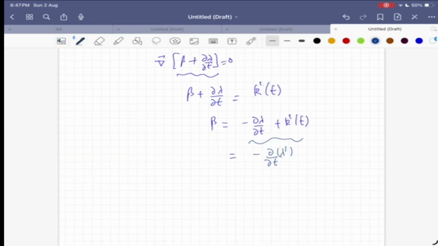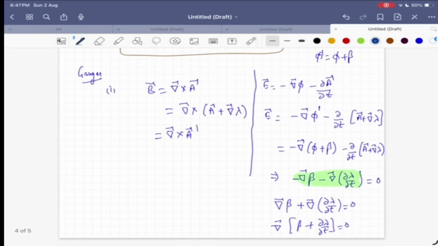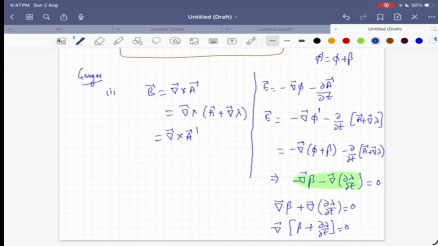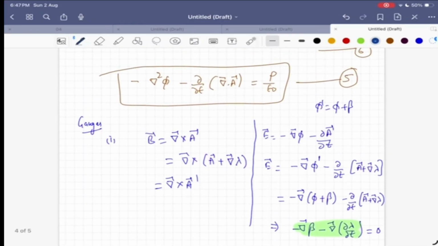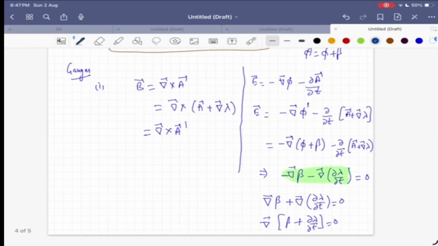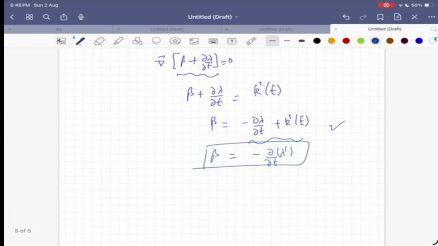So we have freedom in choosing the values of A and phi. We can modify phi to phi prime as phi plus beta, and A to A prime, where A prime is A plus grad lambda, where of course this condition has to be satisfied by beta and lambda. If we can choose such a pair of beta and lambda which satisfy this, we can always gauge the values of A and phi.